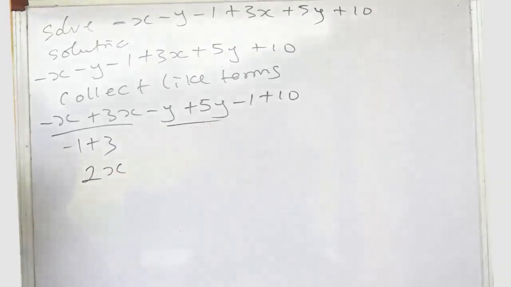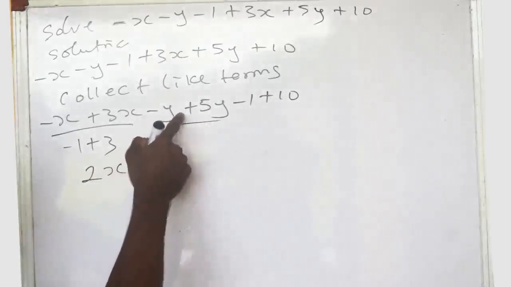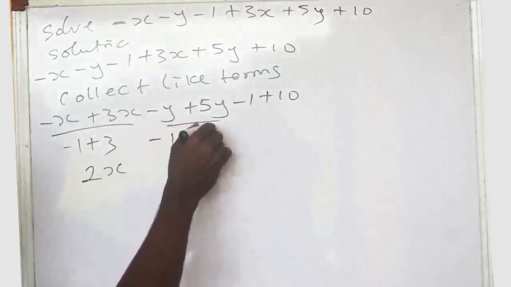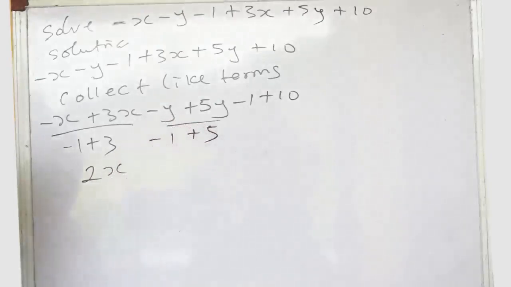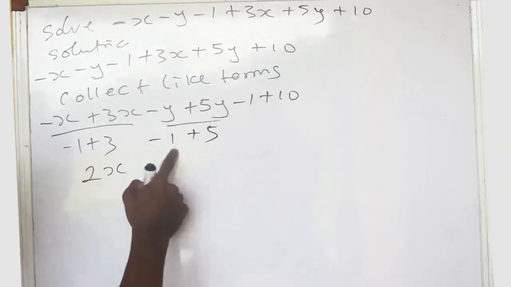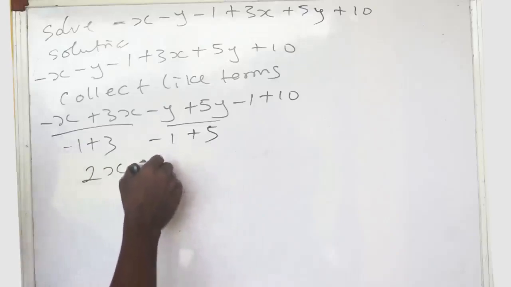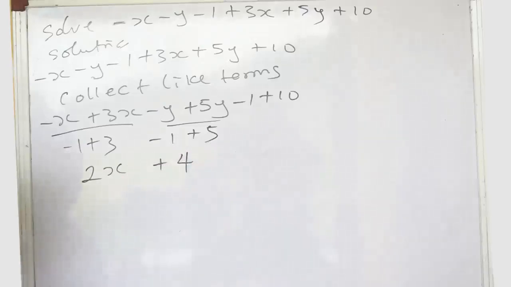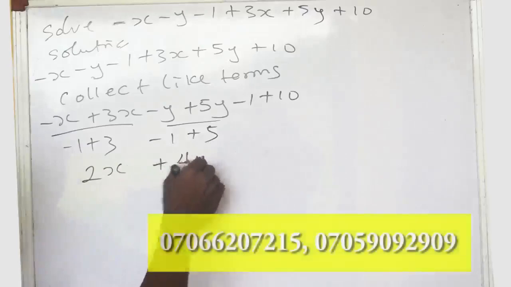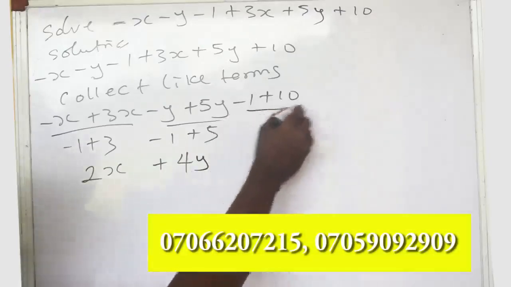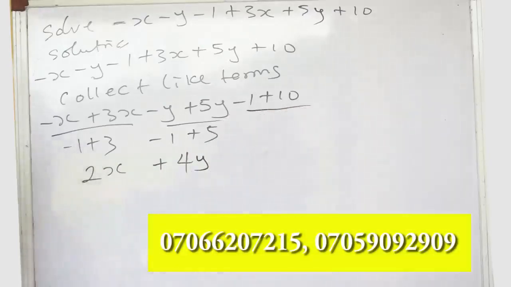You go here. When you are not seeing y, you are seeing minus 1. You are also seeing plus 5. Minus means you are owing 1. Plus means you are paying 5. So it will be plus 4. What gave you this 4 is y. Now, the last ones on board are minus 1 and 10.